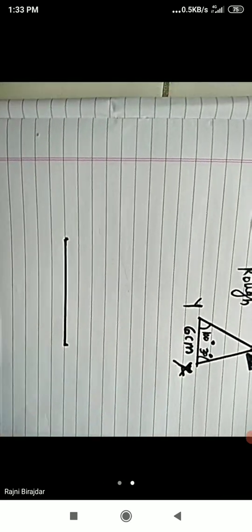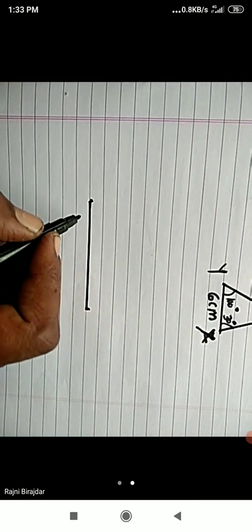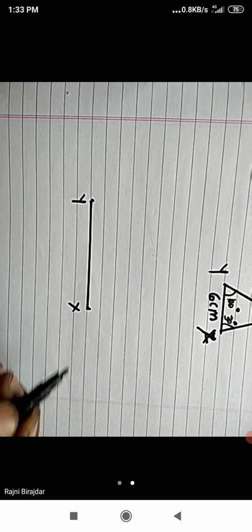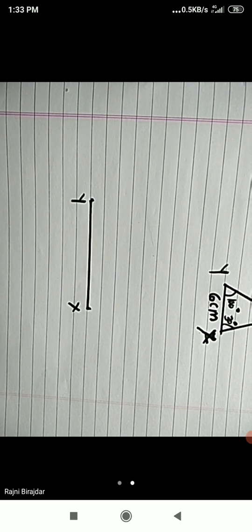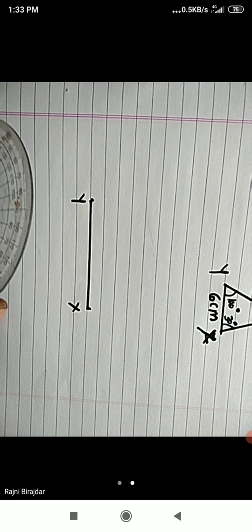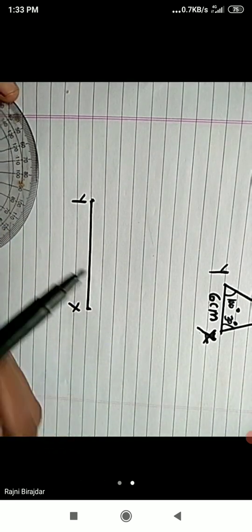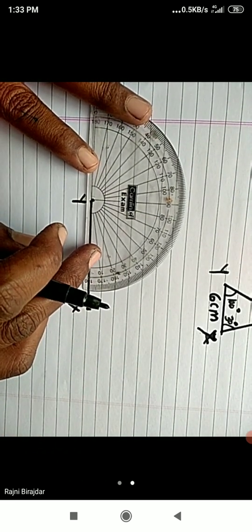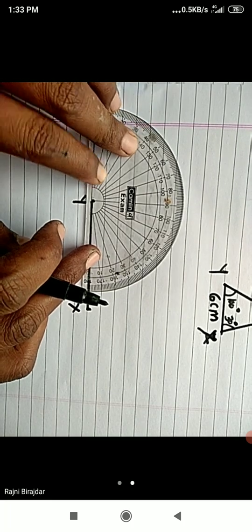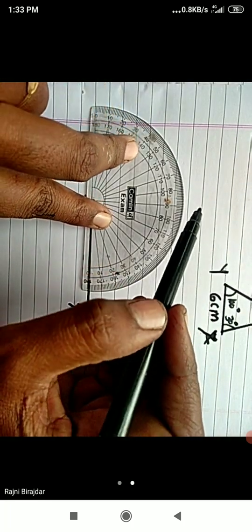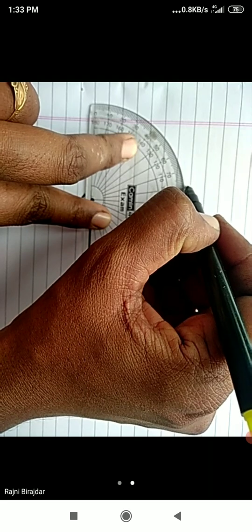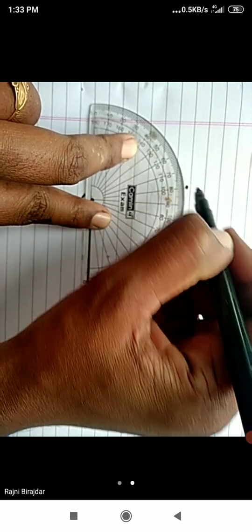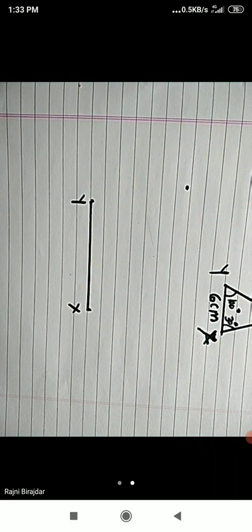Yes, so this is YX, children. Now here you have to draw the angle first. How much is Y? It is 100. So take the protractor here and draw the 100-degree angle. After 90 it will come 100. So like this you have to draw that and join the ray.